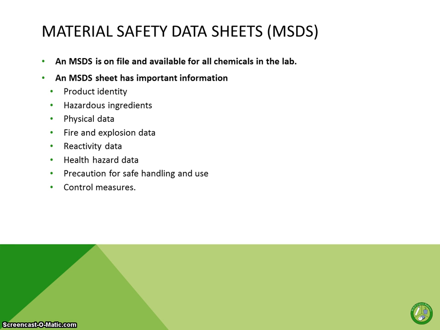Reactivity tells us how the chemical may react with other substances. Health hazards explains short and long-term health effects and how the chemical enters the body. Precautions for safe handling and use gives helpful information in case of an emergency, like how to clean up a spill. Control measures will provide the proper PPE needed when working with the chemical.